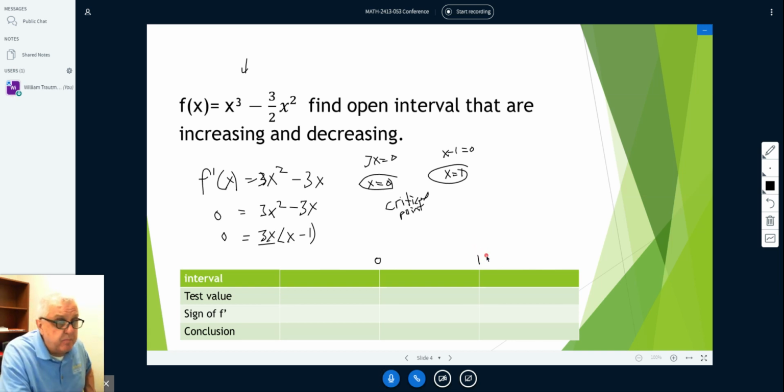Now, if I look at a number line, here's 0, here's 1.